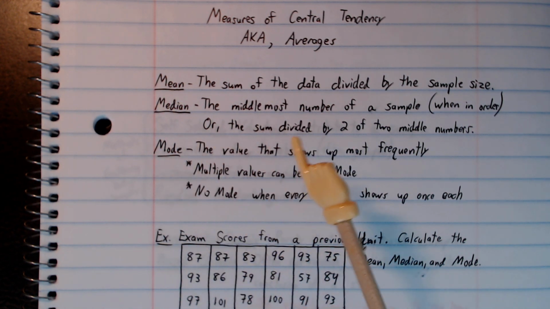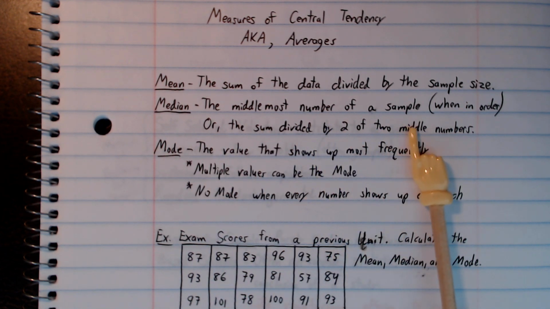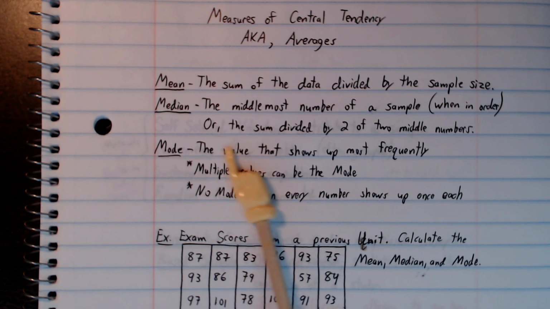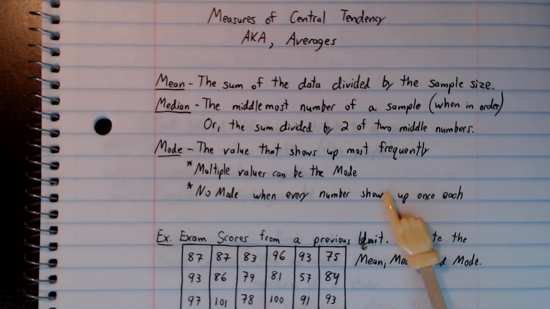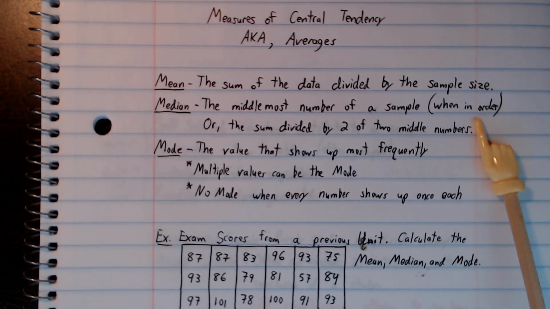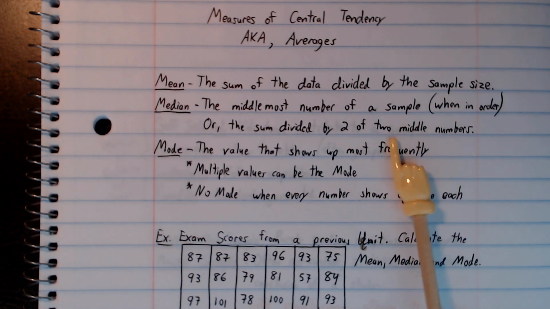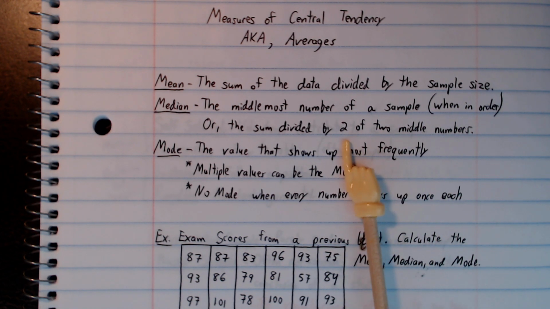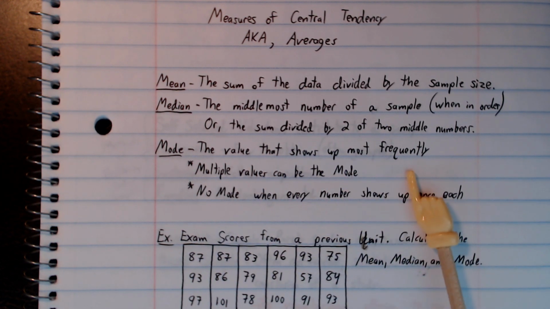Okay, but there's two other averages we keep talking about. The median, which would be the middlemost number of a sample when in order, or the sum of the two middle numbers divided by 2. So if you have an odd number, you'll actually have one number that's directly in the middle. If you have an even number of elements, then you're going to have two numbers in the direct middle, so we would have to add those two and divide by 2. The mean, median. And then finally, the mode, the value that shows up the most frequently.